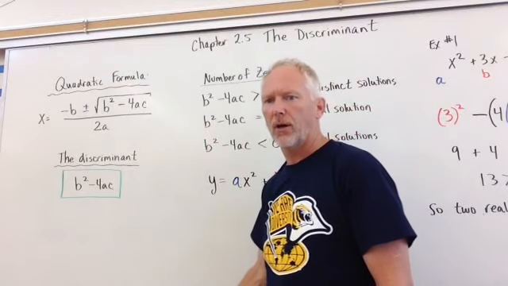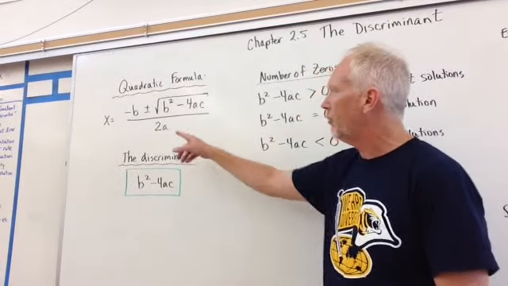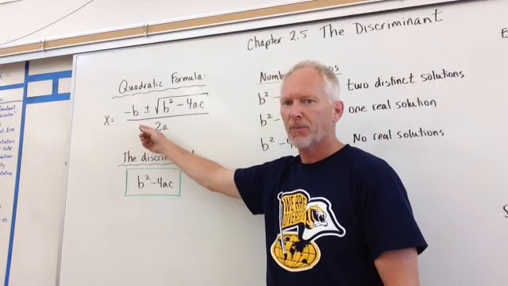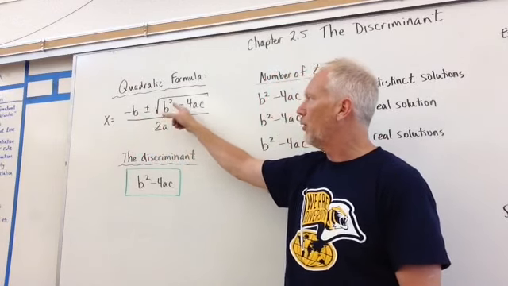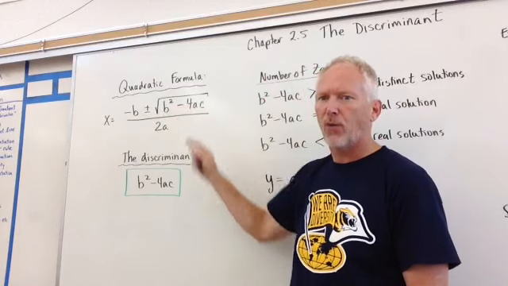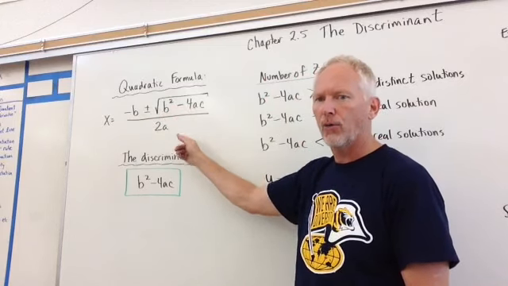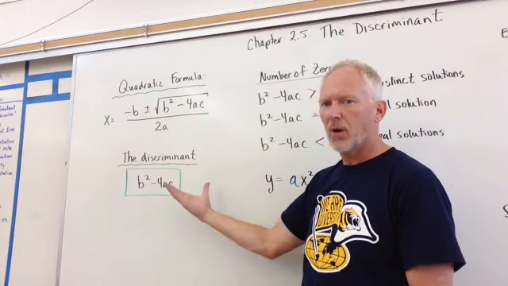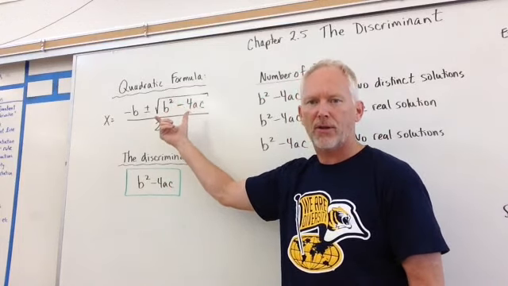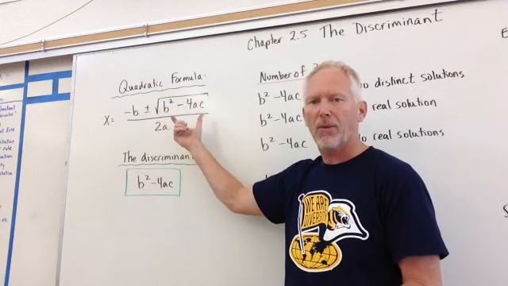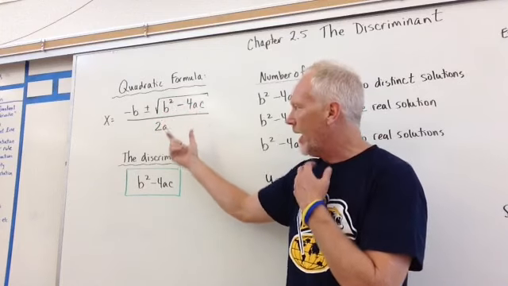We can see the quadratic formula: x is negative b plus or minus the square root of b squared minus 4ac, all over 2a. The discriminant part is just what's underneath the radical, because that's really what drives it. That's what determines how many zeros we're going to have.